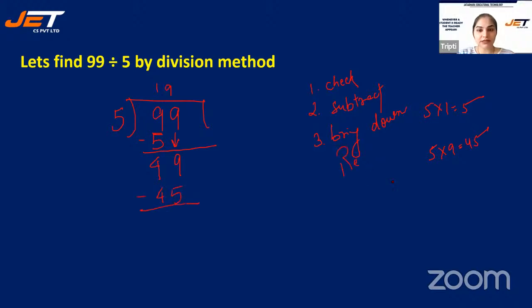Because after bringing down, it's repeat. 49 minus 45 is 4. 4 is the remainder. Okay? That's how you have to do it.